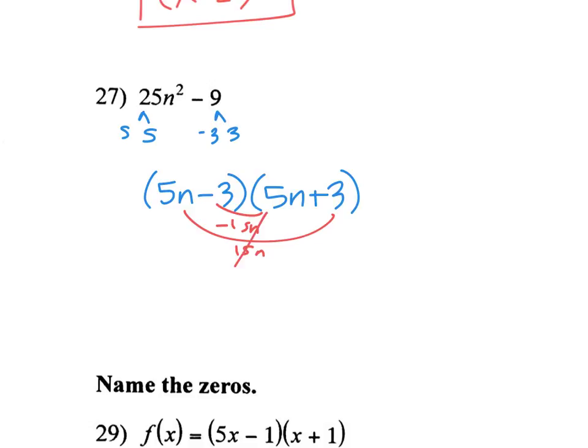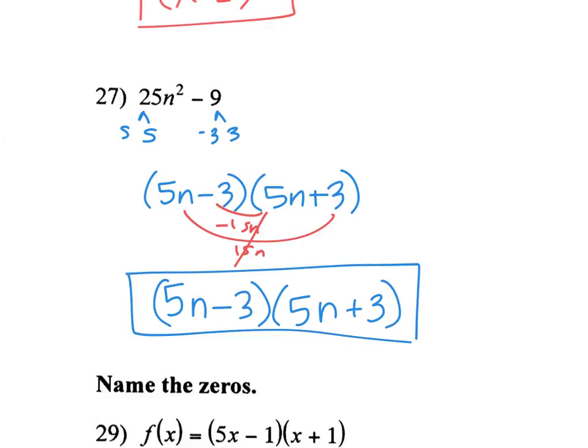Now here you can't simplify the way you're writing that because they're both not the same. So you just have to keep it 5n minus 3 and 5n plus 3. Or if you do 5n plus 3 minus 3, that's fine as long as you have one of each.